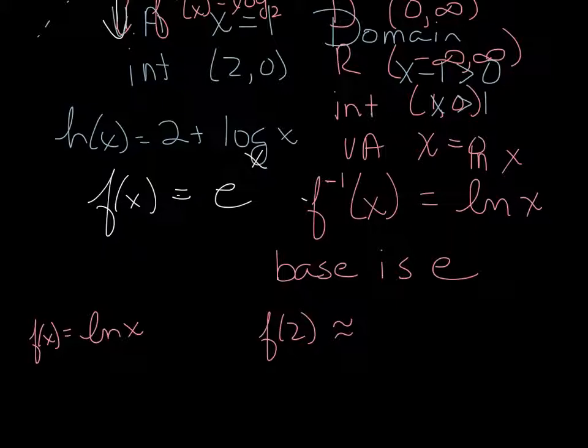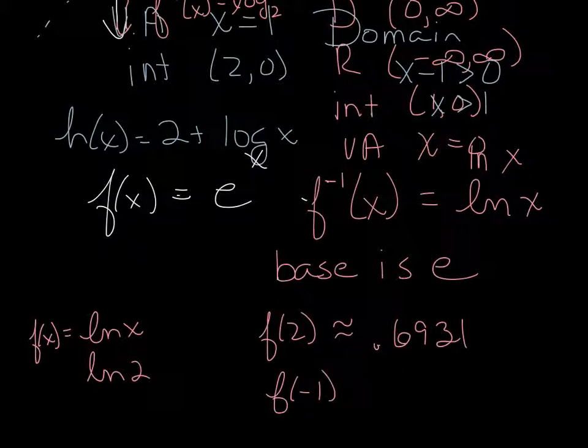So it's e to the second power? No, natural log of 2. So you just do ln 2. So what was it? 0.693147. Okay, 0.693, 0.6931. What about f of -1? What do you get there? Error. x has to be greater than 0, so here it does not exist.